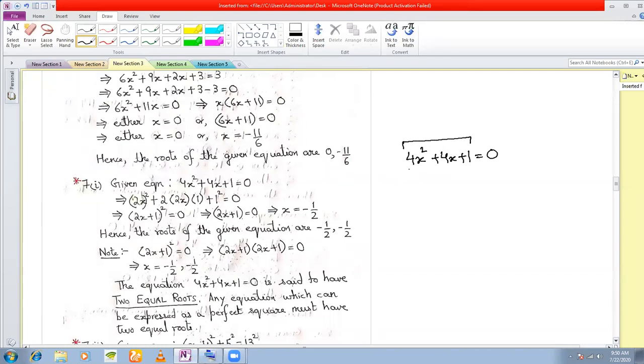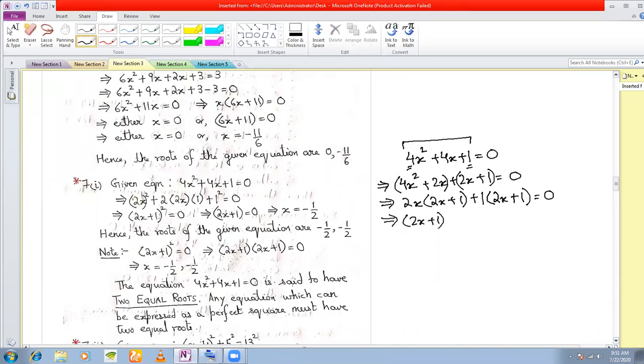Now see, if I try out middle term factorization here, let's say if it works out, 4 into 1 is 4, so 4x square plus 2x plus 2x plus 1. That means 2x into 2x plus 1, and I'm grouping these two together and this together, plus 1, HCF of 2x and 1 is 1, is equal to 0. That means it becomes 2x plus 1 into 2x plus 1.